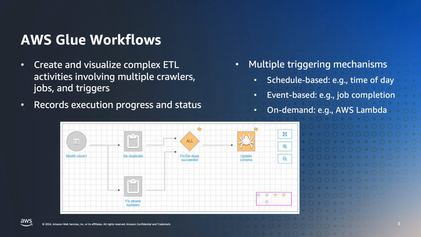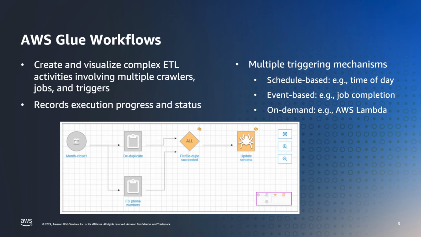In this relatively basic ETL pipeline, we start with a trigger, so this job will trigger monthly. Then we run two Glue jobs in parallel, one to deduplicate records and one to fix phone numbers. Once both of those have completed successfully, we run a Glue crawler to update the schema of the resulting table. As this job executes, Glue Workflows will record execution progress and steps.